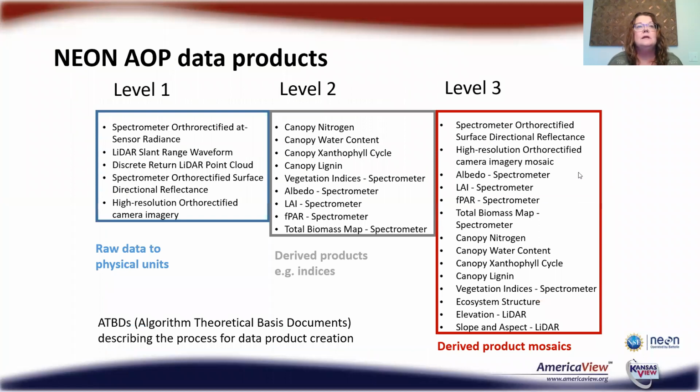And so here are the NEON remote sensing data products they've developed. It goes from level 1 to level 3. Level 1 being more of the raw data that they're collecting on the platform. And then level 2, they're deriving some particular indices, vegetation indices, from the spectrometer data. And then level 3, they've even added some additional products like leaf area index and fraction of photosynthetically active radiation.